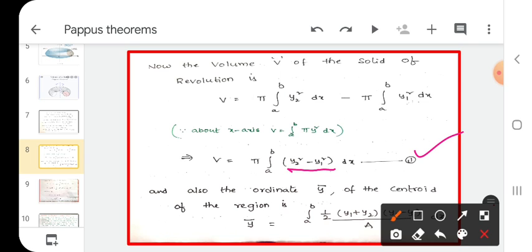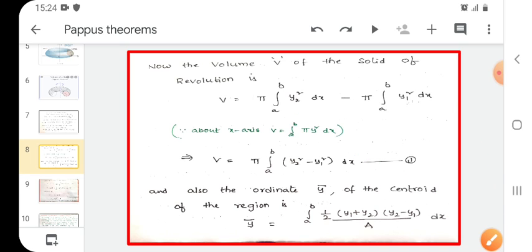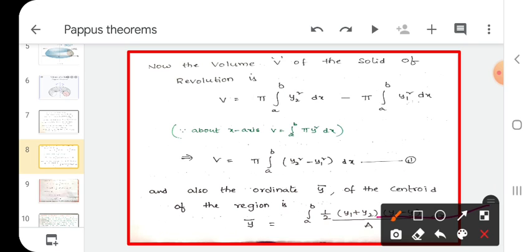Now we have to write the y bar formula. What is y bar here?